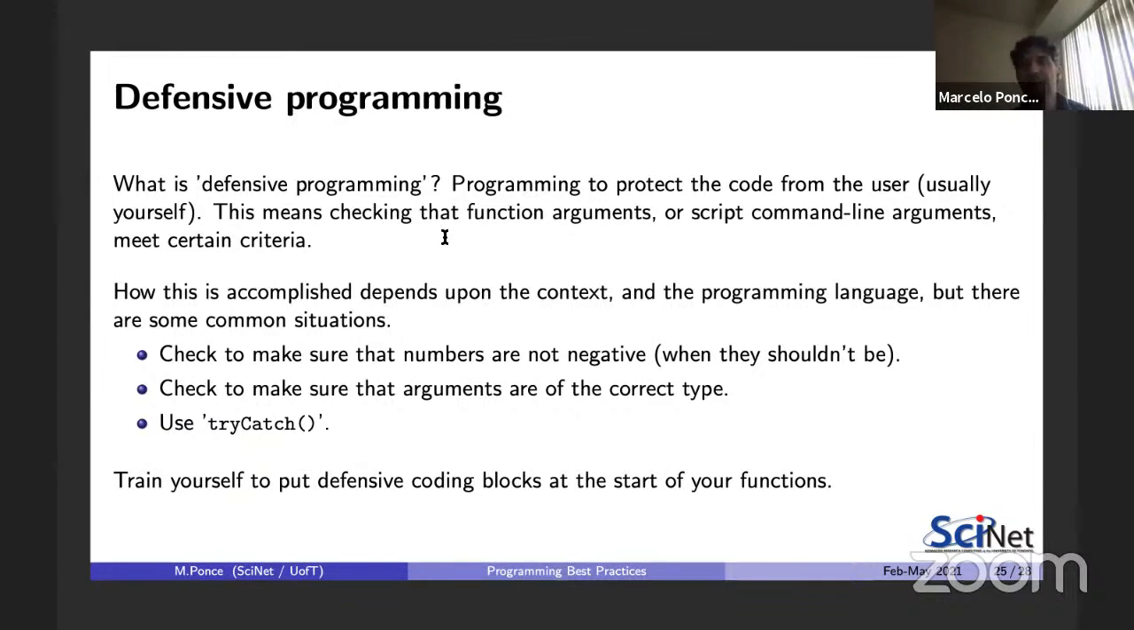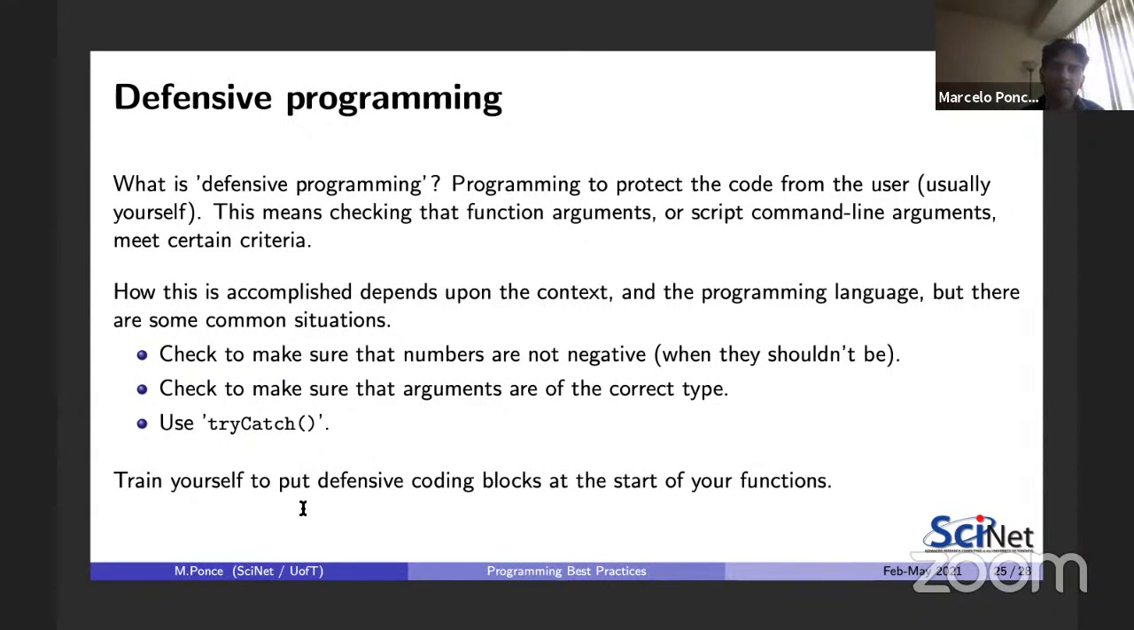So this means checking that the function arguments, or in the case of a script, the command line arguments meet certain criteria. How this is accomplished depends upon the context and the programming language, but there are some common situations. For instance, check to make sure that the numbers are not negative when they shouldn't be. That's something that we sort of implemented in some of the functions I asked you for in assignment 2. Check to make sure that the arguments are of the correct type. That we haven't done yet, but we could perfectly require that the arguments passed to the functions are of type numeric. Remember the isNumeric function? Well, we could force that it's of type numeric. If I pass you hello world as a string, then the function will fail.